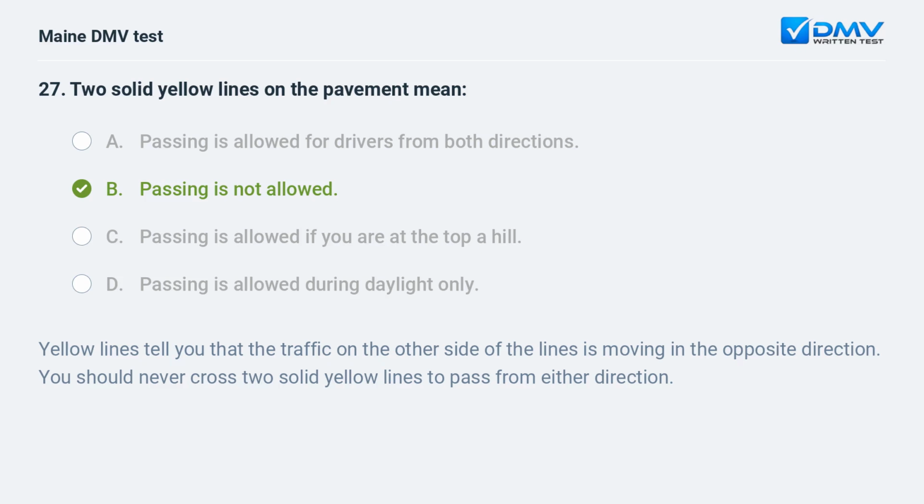Yellow lines tell you that the traffic on the other side of the lines is moving in the opposite direction. You should never cross two solid yellow lines to pass from either direction.